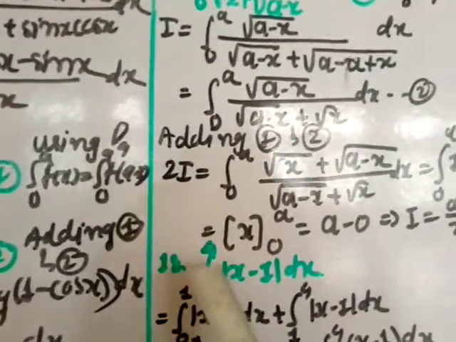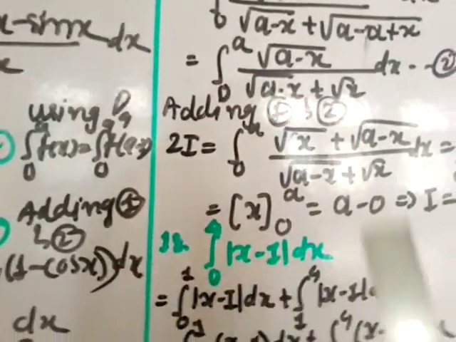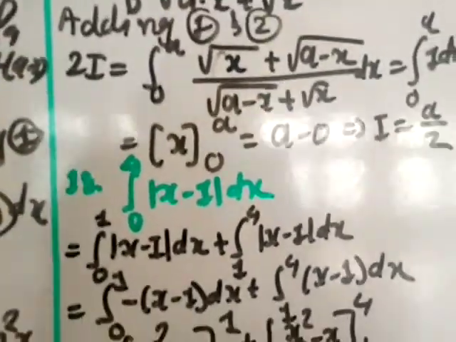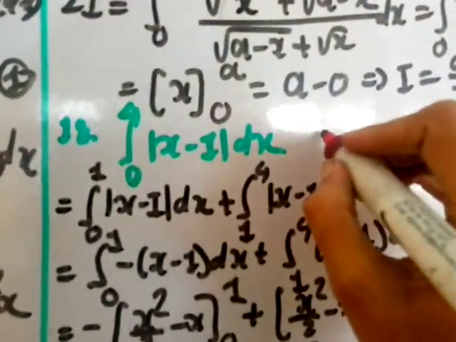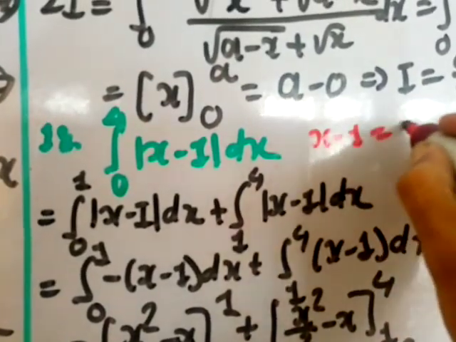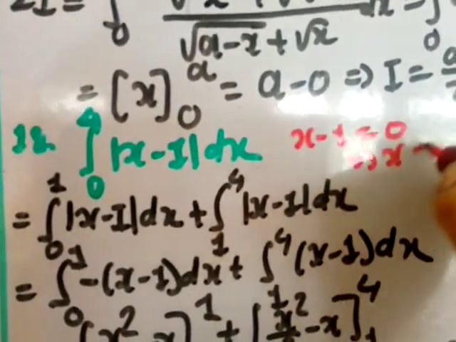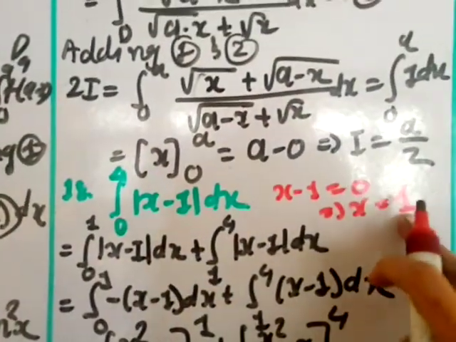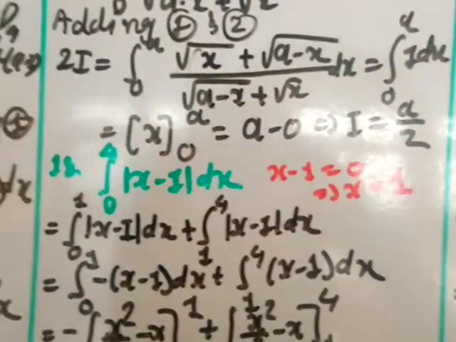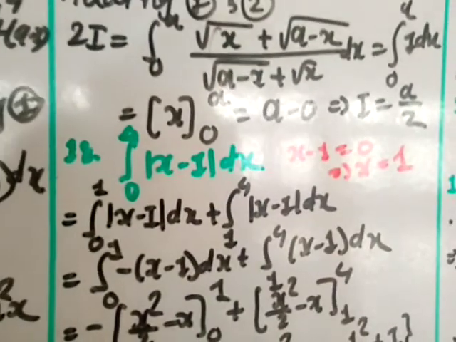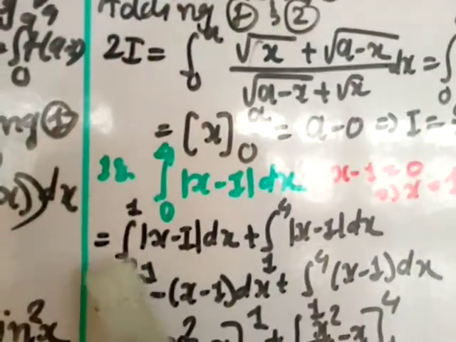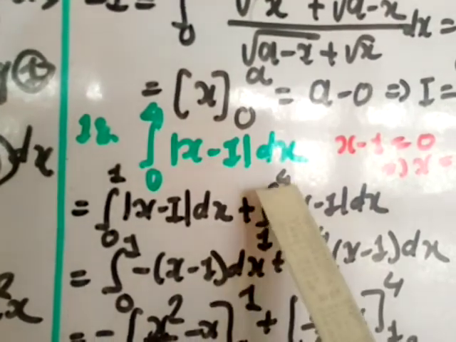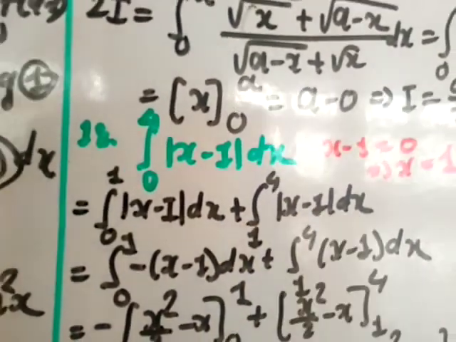18. Integral 0 to 4 modulus of x minus 1 dx. As previously you have done, you equate this, find the zero of x minus 1. So x minus 1 equate with 0, so you get the x value as 1. Now you break 0 to 4 as 0 to 1 and 1 to 4. Up to 4 you can go because 4 is the upper limit. So you can divide this limit 0 to 4 as integral 0 to 1 modulus of x minus 1 dx plus integral 1 to 4 modulus of x minus 1 dx.